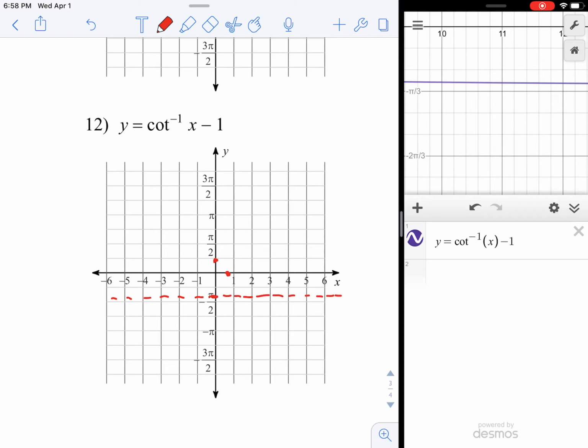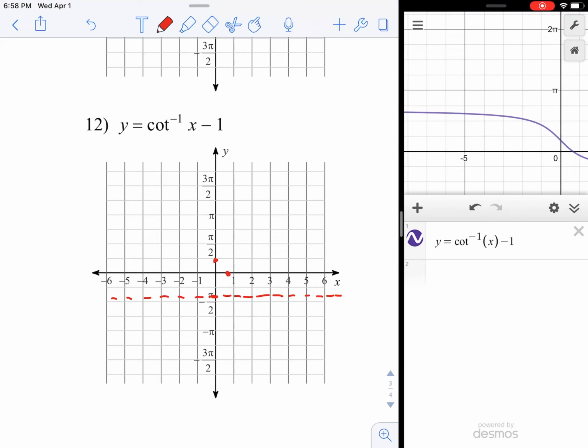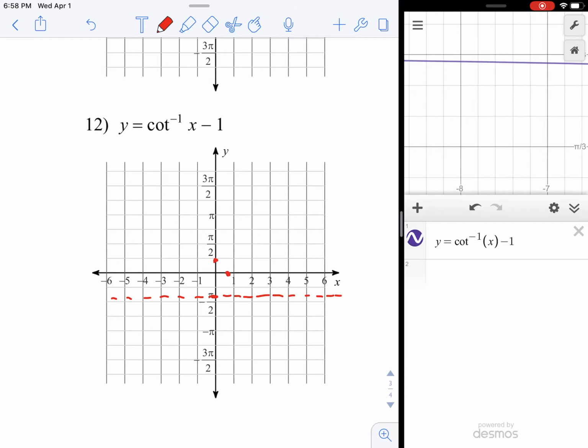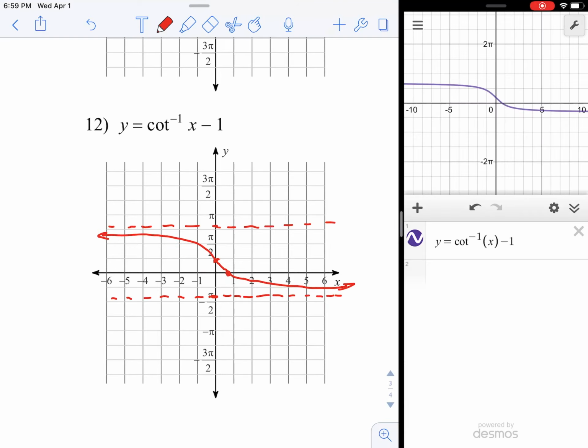Pi over 3 is going to be less than pi over 2. Where am I? The other asymptote, how high does that get up to? Approximately 2 pi over 3. Yeah, a little bit less than 2 pi over 3, which is, let's call it right around here. Oh, wait, could that be right? Yeah, somewhere around here. And here we go. We got a curve going like this, a curve going like that. And so there it is.